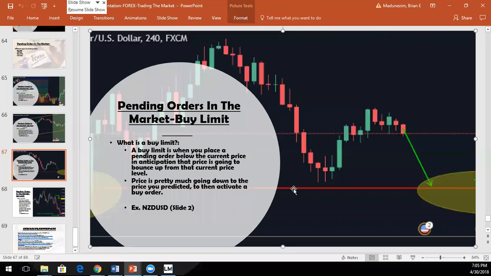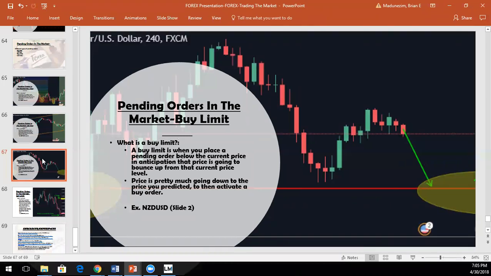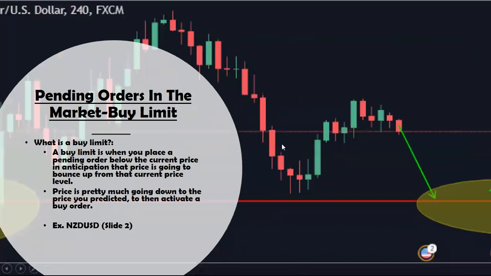It's pretty simple stuff with these pending orders, nothing too cray-cray. I know for sure when I started off, it was pretty confusing, but I think how I have it laid out, this is perfect stuff. You know what I'm saying?